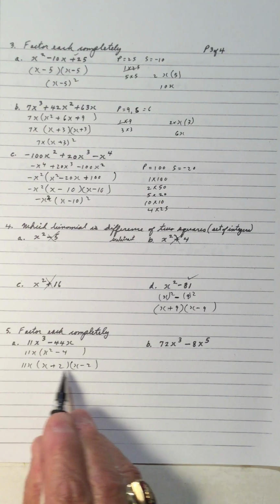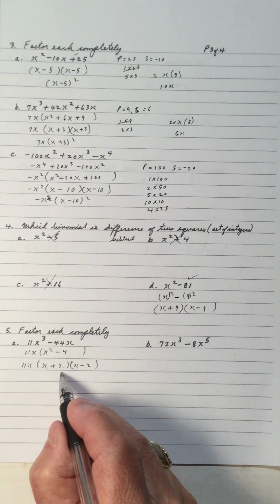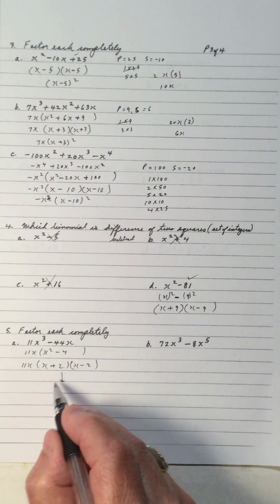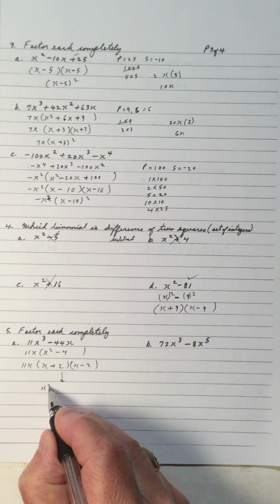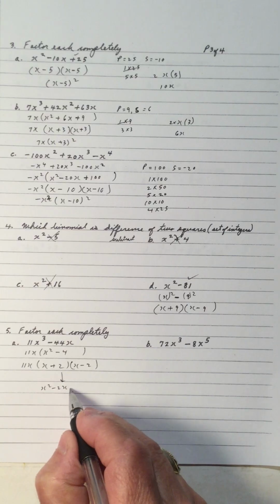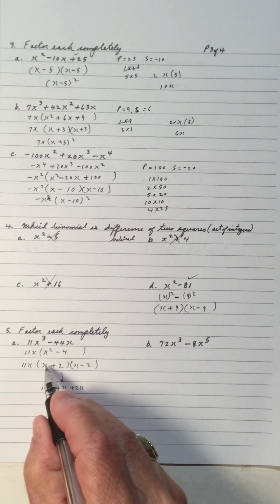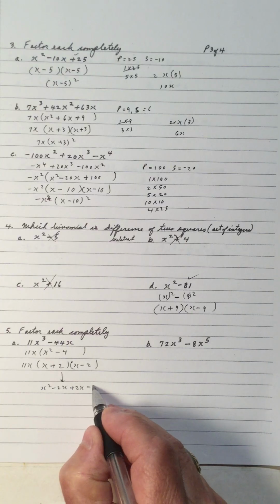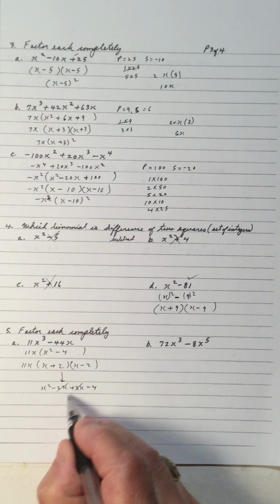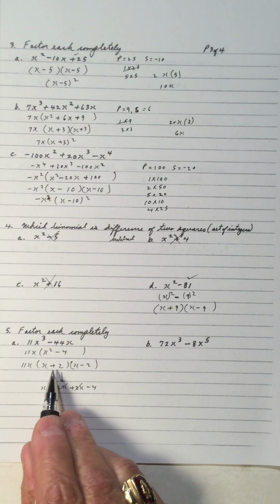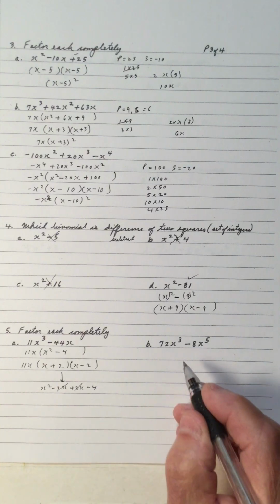Remember, if you look at doing the FOIL on this, I'll just do that to show you. FOIL on this, just these two binomials. First term is x squared. Outside is negative 2x. Inside is a plus 2x. And the last is negative 4. So notice that these cancel to give you 0. So that's the difference of two squares when you recognize it. They'll be the same terms with a plus minus.